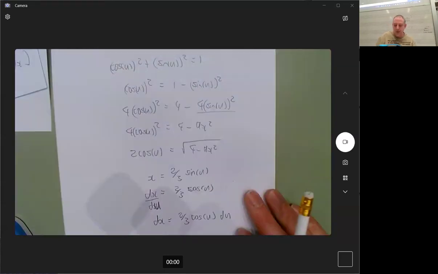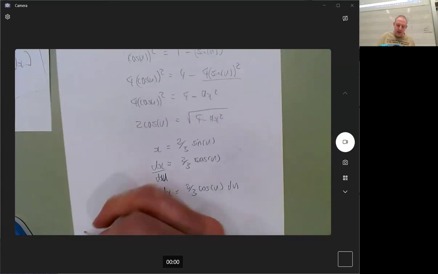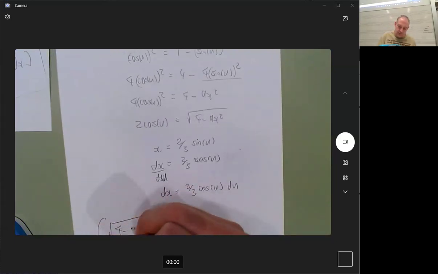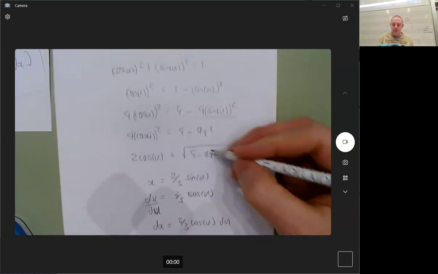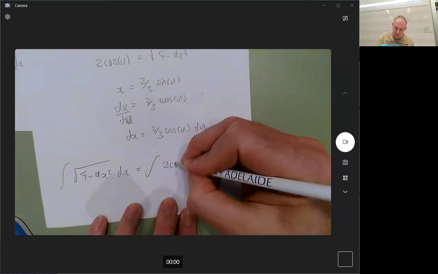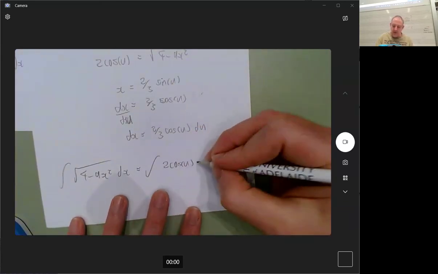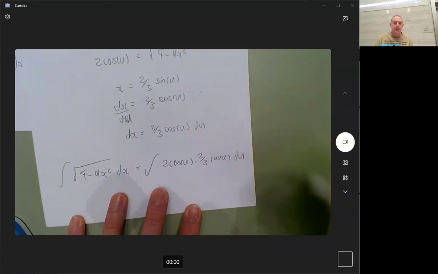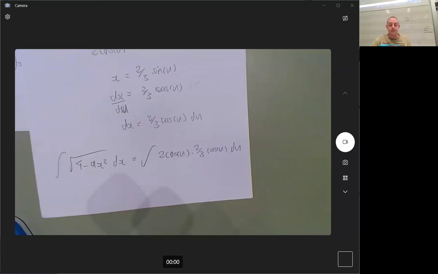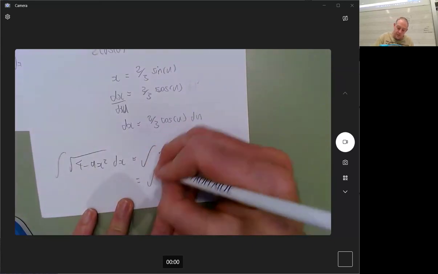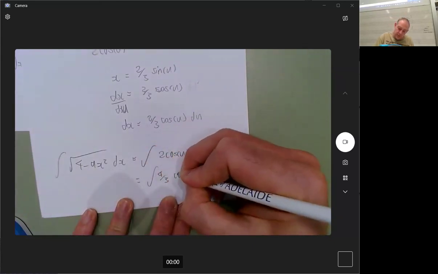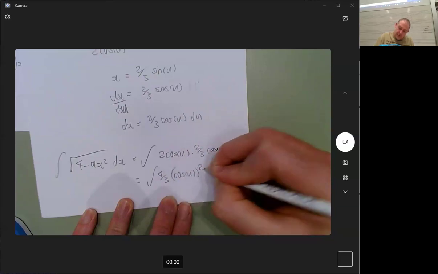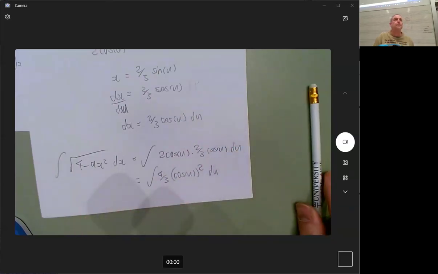So we now have all the bits that we need. And so the root 4 minus 9x squared is 2 cos u. And the dx is 2/3 of cos u du. And so now we are at this stage. And so I've got 4/3 of cos u squared du.